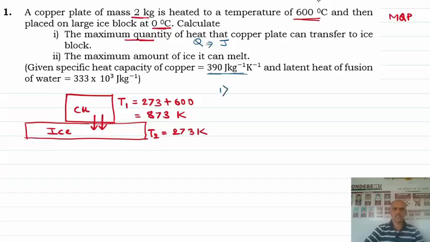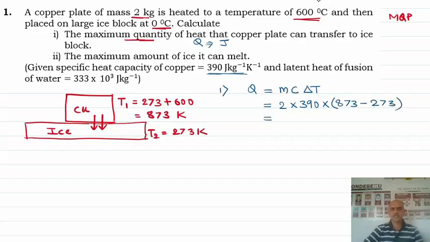So the formula for the heat transferred from copper to ice is given by M into C into delta T, where M is mass, C is specific heat, and delta T is the temperature difference. Substitute and you will have the answer. Mass is 2. Specific heat of copper is given as 390. The temperature difference between copper and ice is 873 minus 273. Simplify and you will have the answer.